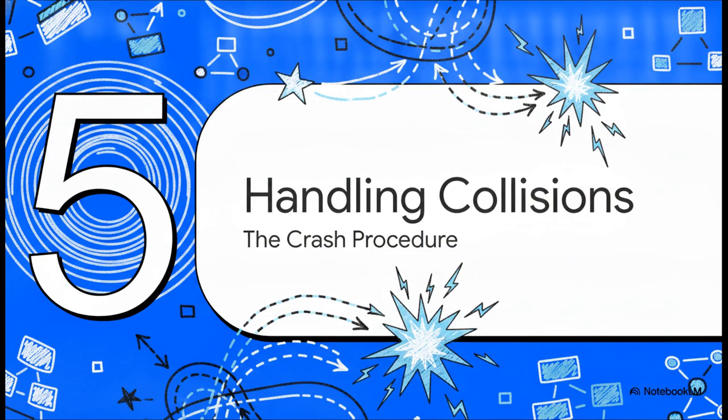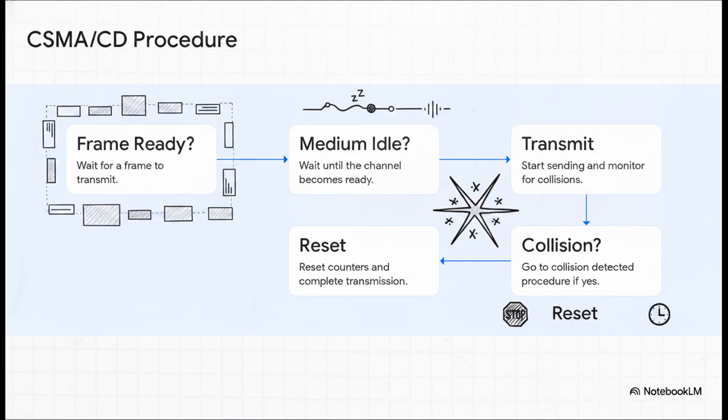So, what is the exact mathematical procedure when a crash happens? Let's dive into Section 5, Handling Data Collisions. Here is the split-second algorithmic checklist a device runs in the background. Step 1. Is a frame ready for transmission? If yes, move to Step 2. Is the medium idle? If someone else is talking, wait. If it's quiet, Step 3. Start transmitting, but constantly monitor the wire. Step 4. Did a collision occur? If no, awesome, finish the frame. But if yes, the device immediately drops into the collision recovery procedure. All of these steps happen in fractions of a microsecond, totally invisible to you sitting at the keyboard.